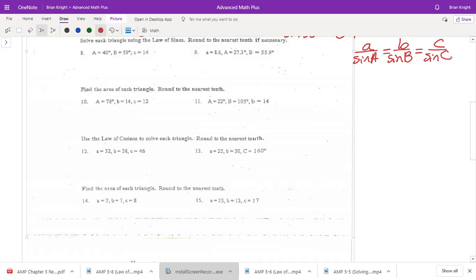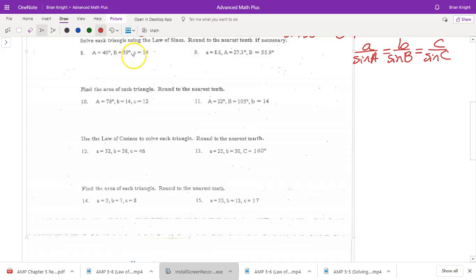Please remember, starting with number 8 through the rest of the test, are these necessarily right triangles? No. Okay? They are not right triangles unless they tell you it's a right triangle. Everybody good? All right, so for number 8, what variable do you think I'm finding first? Angle C. That is correct.